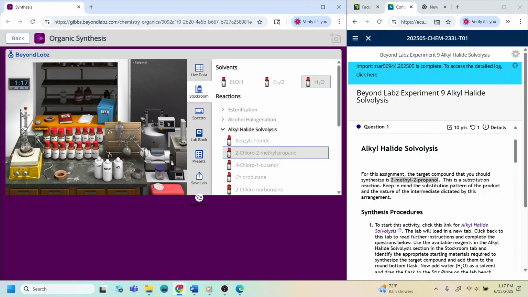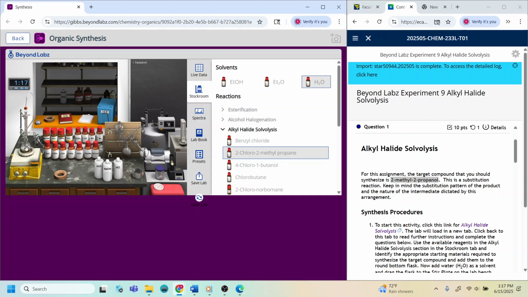And then for every synthesis in Beyond Labs, it does create a lot of pressure here. So this is why we need to ease the pressure by simply adding nitrogen gas. If you forget to add the nitrogen gas during the process of your reaction, the flask will explode. So you have to start all over again. So that is going to be our setup.